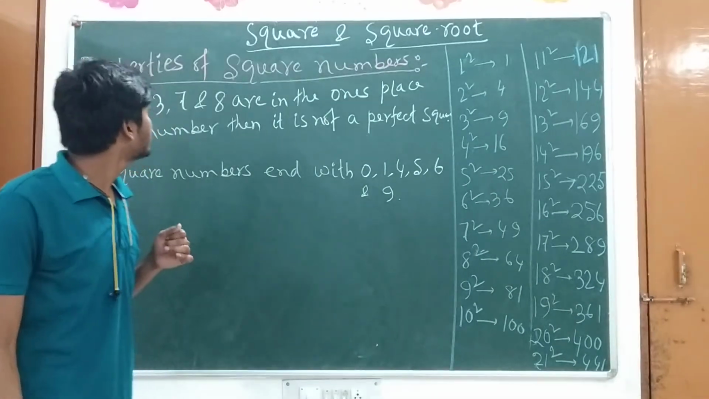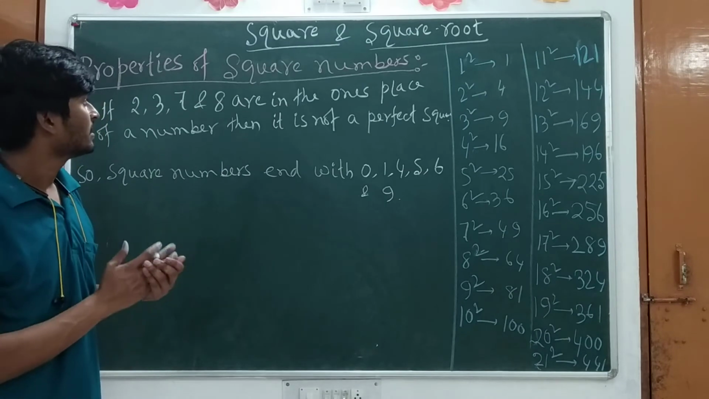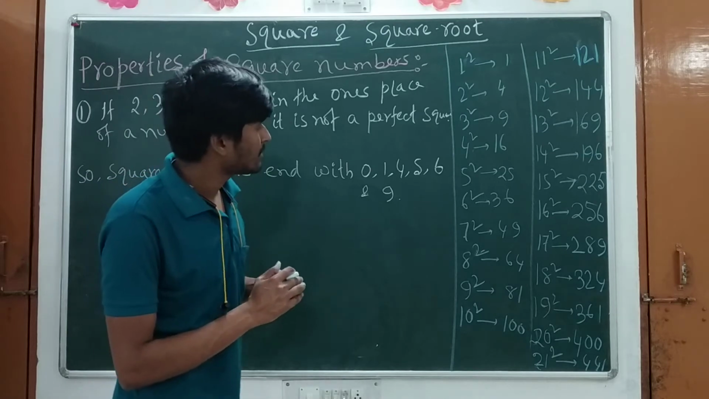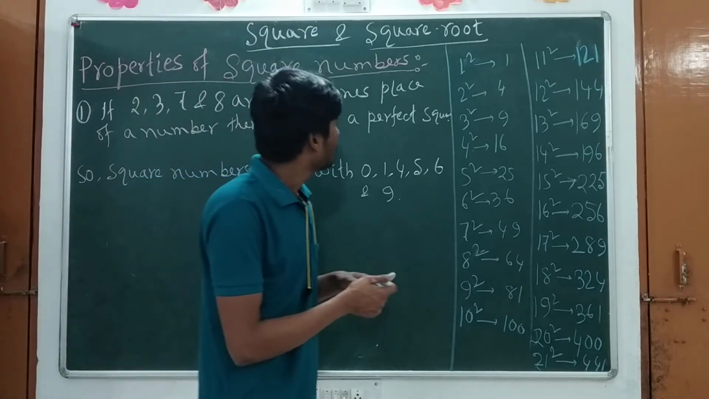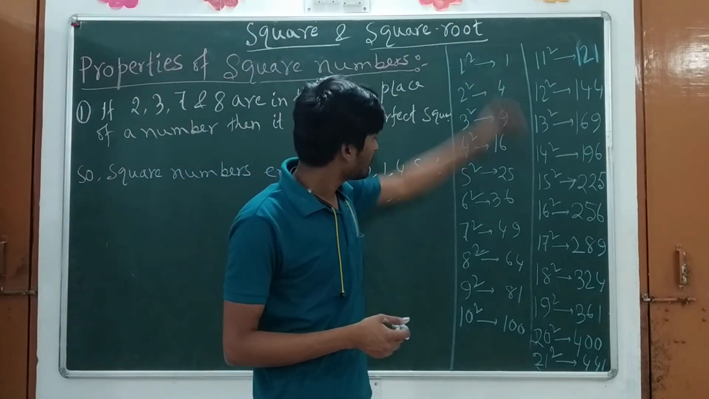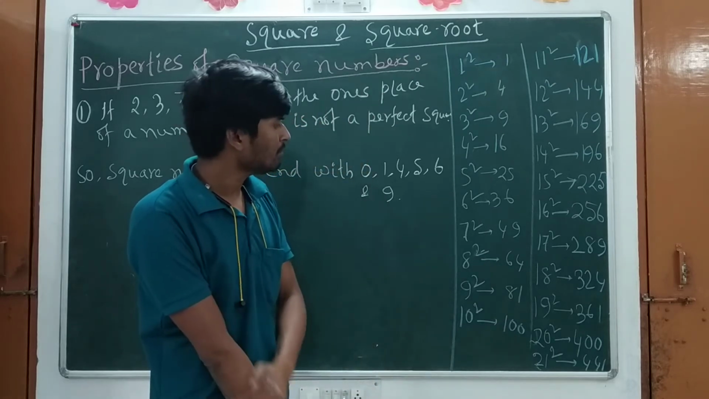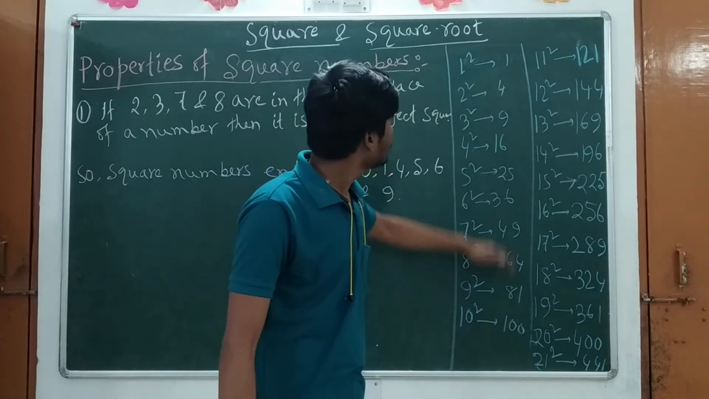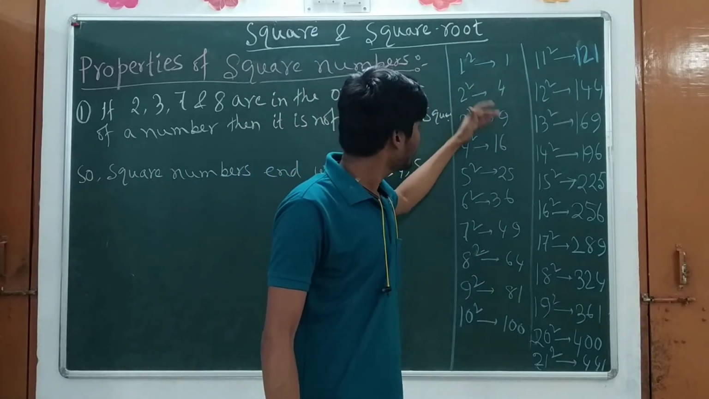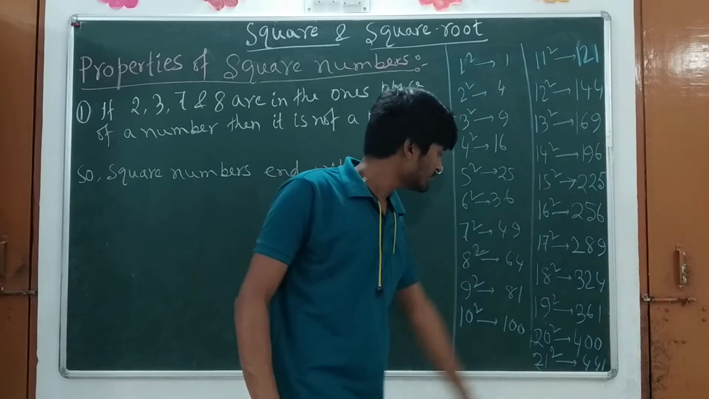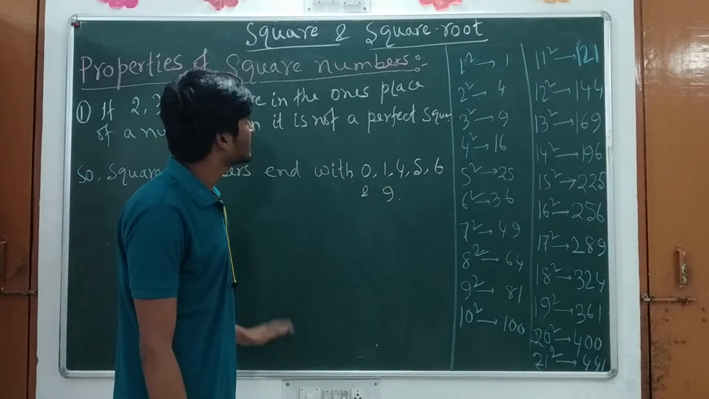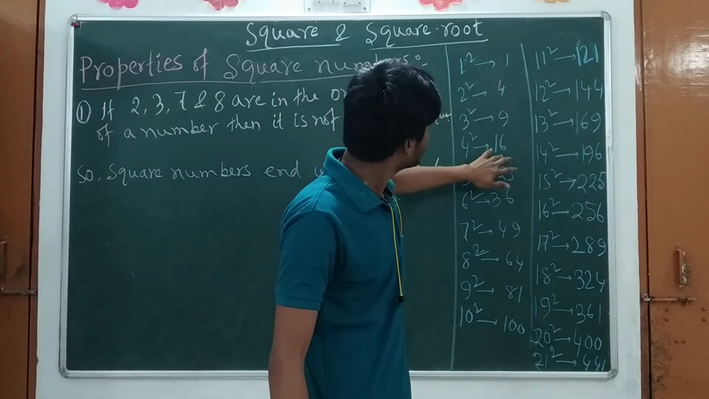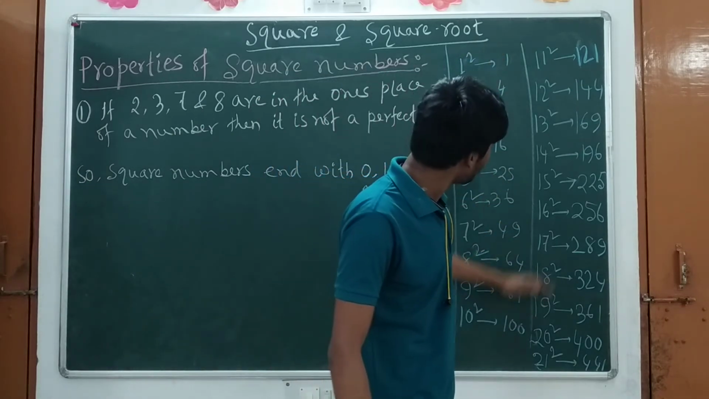Now we discuss some properties of square numbers. To discuss the properties of square numbers, first we have to memorize the square tables from 1 to 20. It is better to memorize this. I have written here: 1 squared is 1, 2 squared is 4, and so on up to 20. You can see this. Now these are the square numbers: 1, 4, 9, 25, 36, all the square numbers like this.